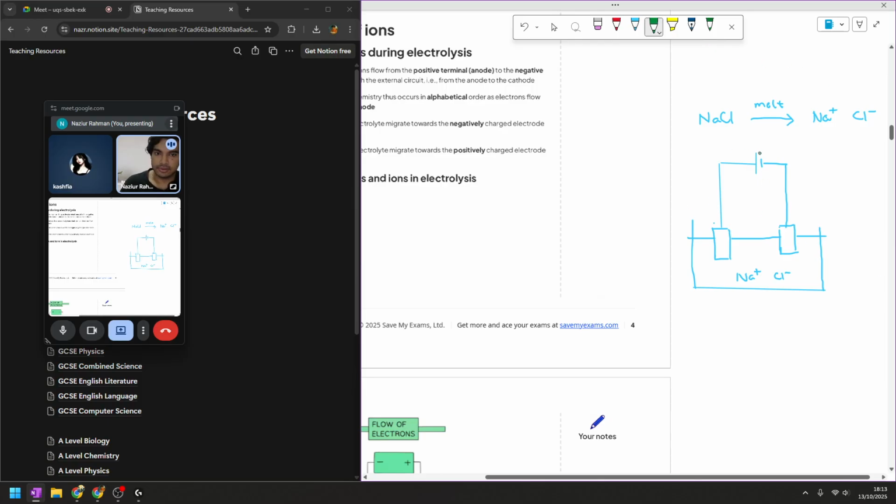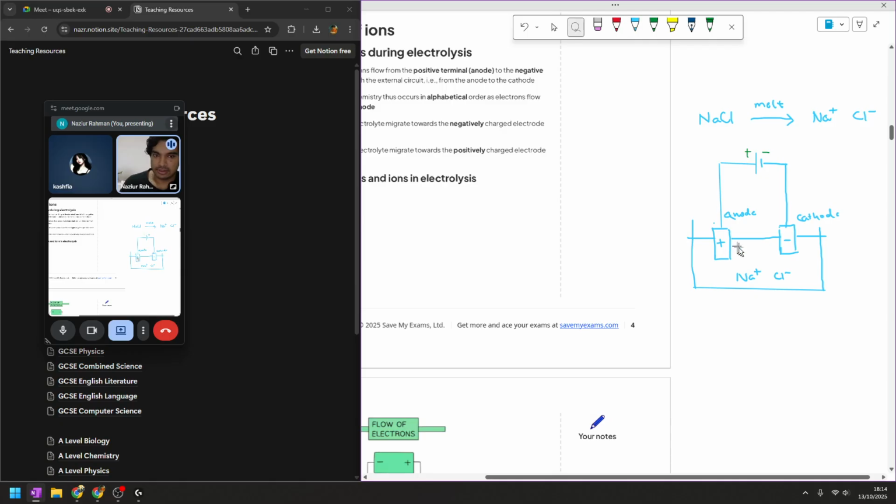As electricity flows, because one side is positive and one side is negative, the positive side will attract electrons off the metal, and the battery will push those electrons onto the other side. So over time, you build up a positive charge here, and a negative charge on the other side. The positive is called the anode, and the negative is called the cathode.